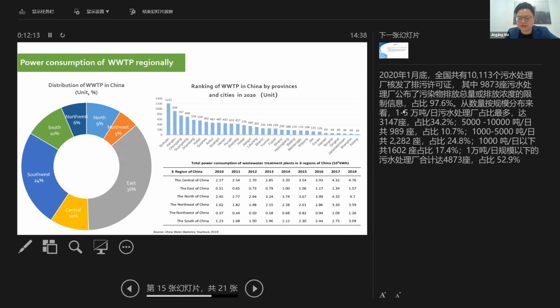And we can also see that plants with a wastewater treatment amount lower than 50,000 account for mostly 34%. And then the smaller wastewater treatment plants, from 10,000 to 5,000 daily treatment, account for roughly 25%. And plants around 10,000 daily treatment amount account for half of the total wastewater treatment scale.